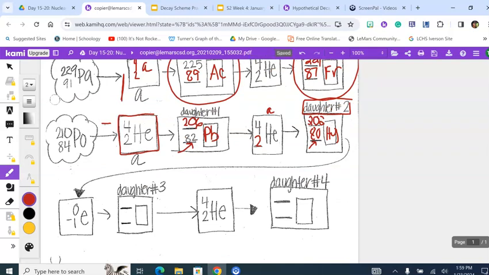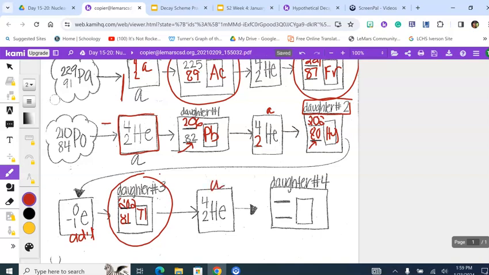Now there's a beta decay. Well, with beta particles, you're always going to add. So now you say to yourself, 202 plus 0 is 202. And then plus 1 is 81. And what's that going to give me? Well, I'm looking for 81 on the periodic table, and it looks like Tl, thallium. Now that's the third daughter, but it's still not done decaying.